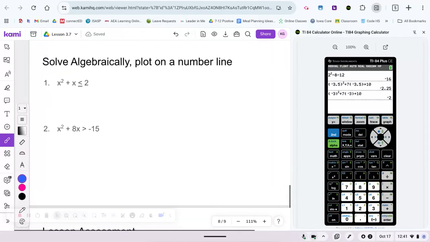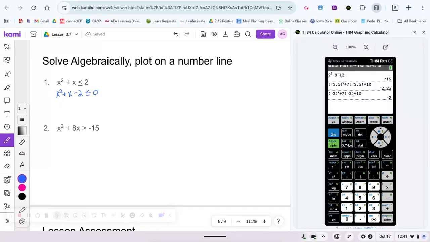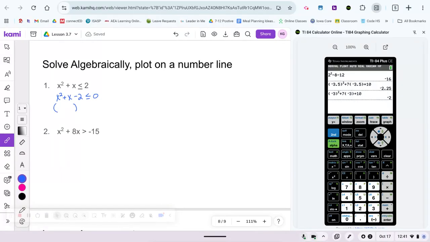Next, we're going to be solving these algebraically and then plotting them on a number line. So first I want to set this equation equal to 0. So I'm going to subtract 2 from both sides. Then I need to solve this by either factoring, quadratic formula, or complete the square. I'll choose factoring. Sign chart says the bigger one gets a plus. And then those are less than or equal to 0.